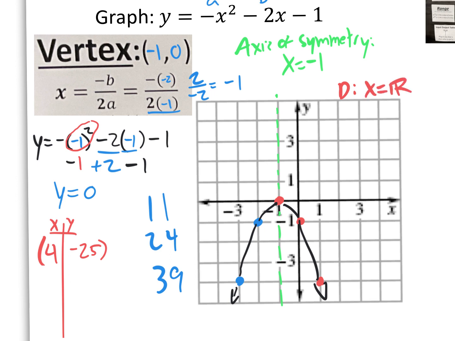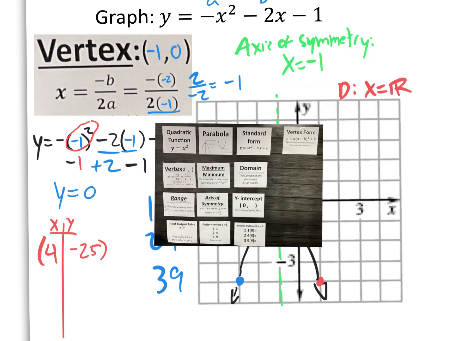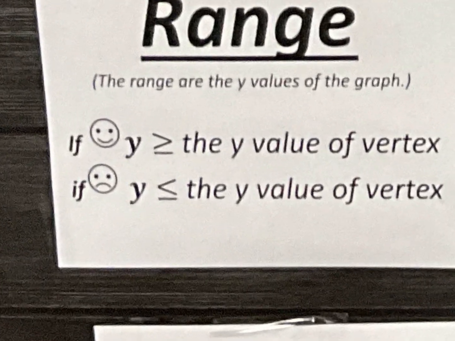The range is pretty easy if you already know your vertex. If the parabola is opening up, if the a value is positive, it's going to be y is greater than or equal to the y value of your vertex. If the parabola is opening down, if it's a negative a value, it's going to be y is less than or equal to the y value of your vertex.